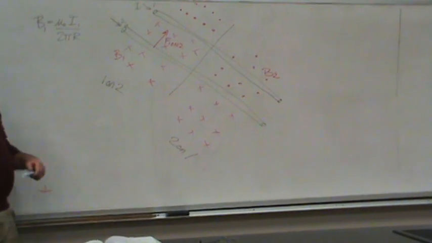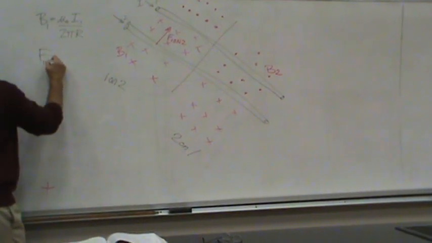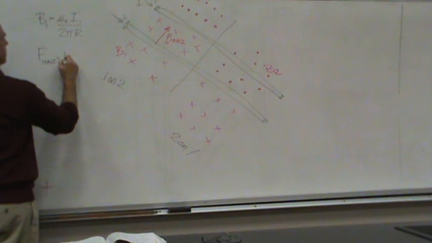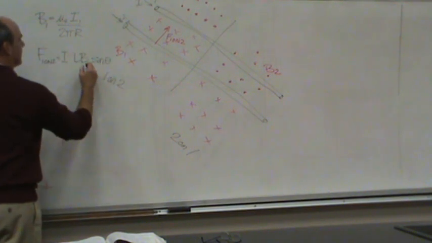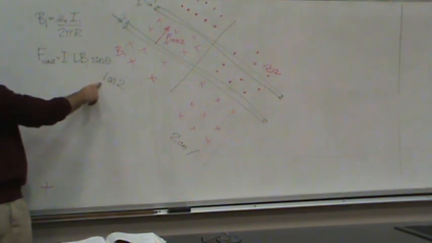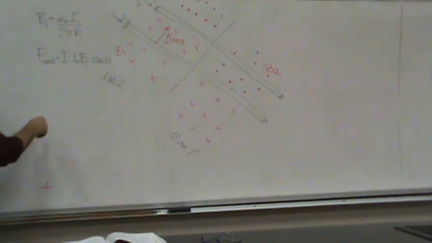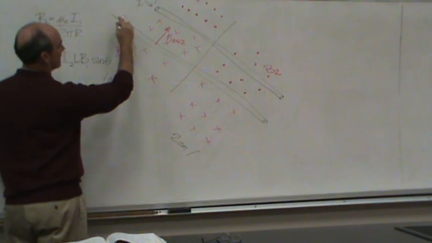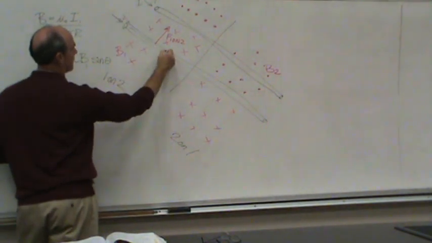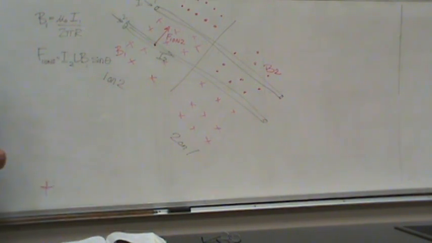Then what is the force that's created? I2 L B. First of all, it's B1 because it's this field due to wire 1 acting on wire 2. And which current? I2. It's this field acting on this current, which produces that force. Does that make sense? Yeah.